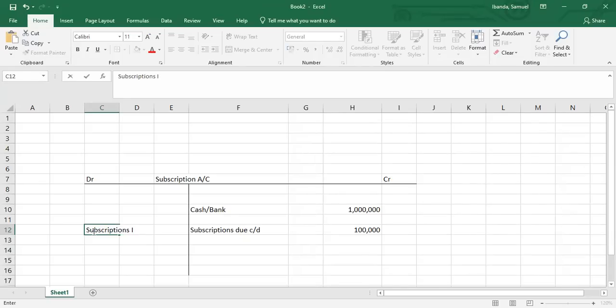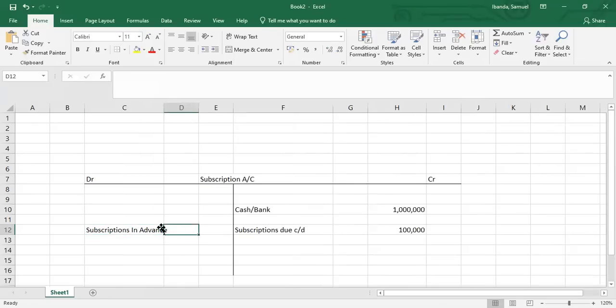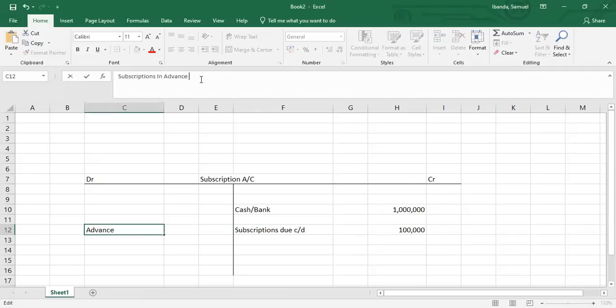Subscriptions. Subscriptions in advance. We have this, this is a carried down. Remember, in the next financial year of 2004, it will be brought down on the credit side as a liability. So that is why we record it on this side. So this will be 300,000.